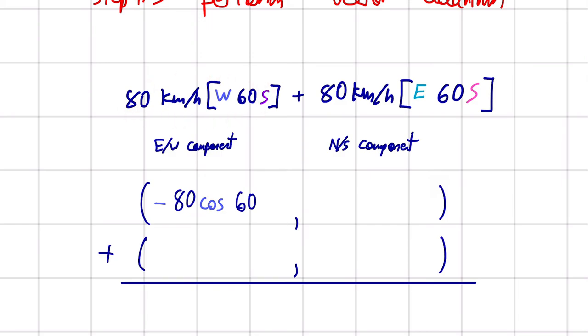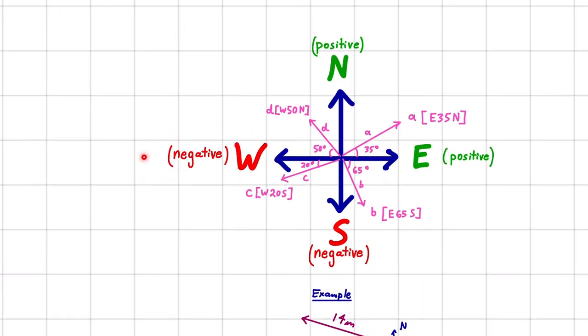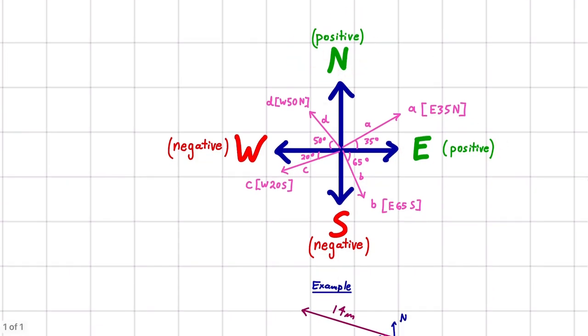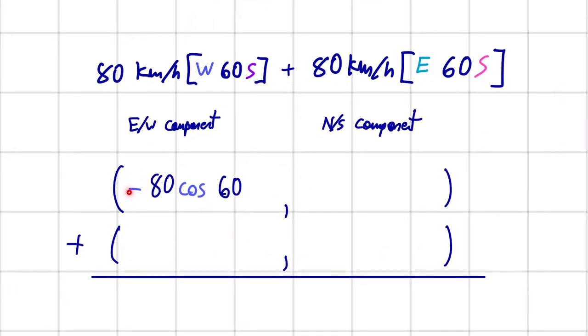So in our first vector, the east component, or in this case it's going to be west, and because we're in a direction of west, that's why we have this negative. West is going to be negative. According to our sign convention, west is negative, east is positive. And if we're looking at the north-south, north is positive, south is negative. So west tells us the component is going to be in the negative direction, and cosine for our east or west components.